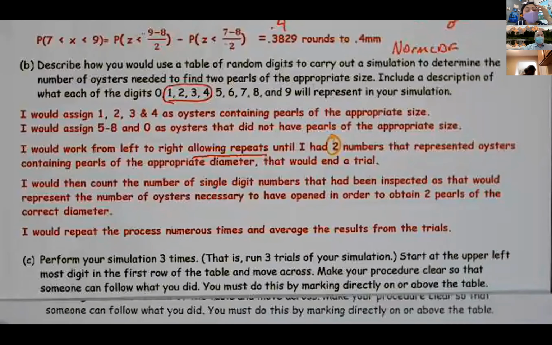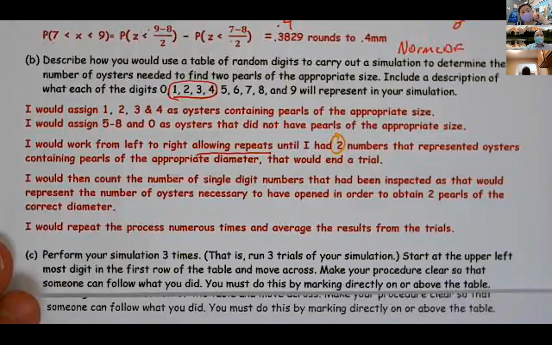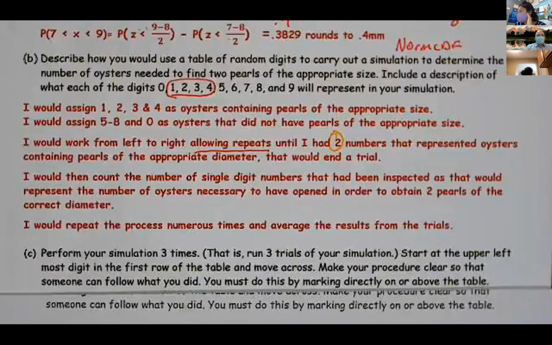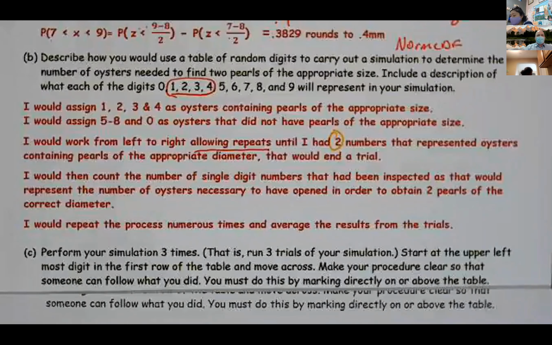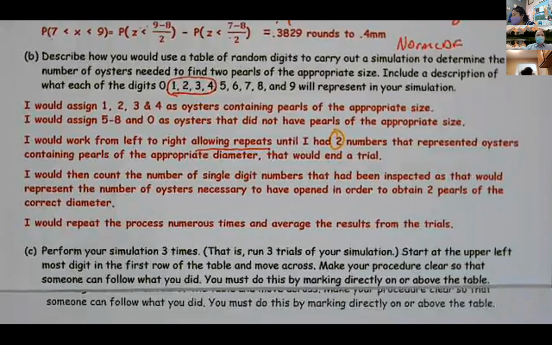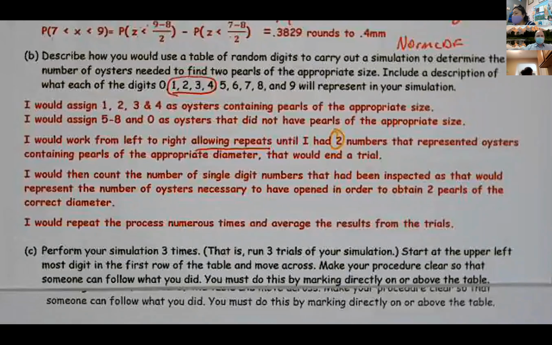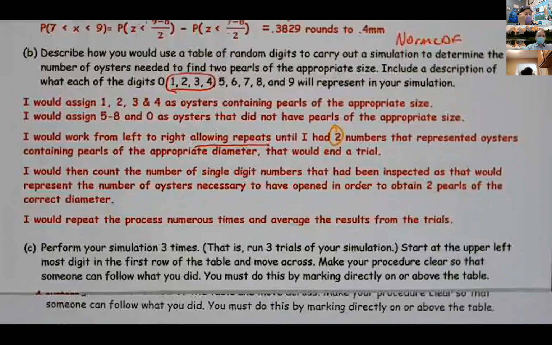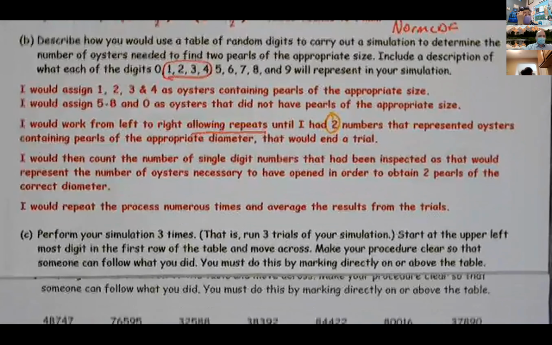So then they ask us to say, perform your simulation 3 times. That is, run 3 trials of your simulation. Start at the upper leftmost digit in the first row of the table and move across. Make your procedure clear so that someone can follow what you did. You must do this by marking directly on or above the table.